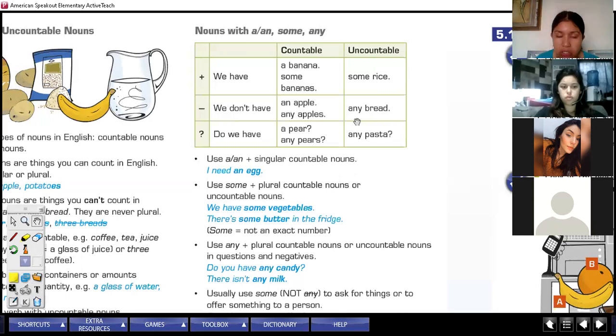Now, questions. Do we have a pear? Do we have any pears? Do we have any pasta? El any me sirve tanto para oraciones negativas como para oraciones interrogativas. Entonces, ¿qué quiere decir el any? Simplemente no intenten traducirlo. El any en una oración negativa significa que no hay. Cero, no hay. Y en una oración interrogativa estás preguntando si hay eso de lo que estás hablando.